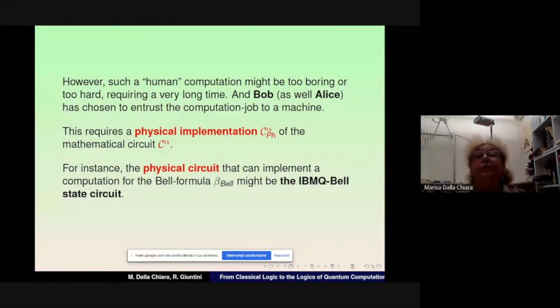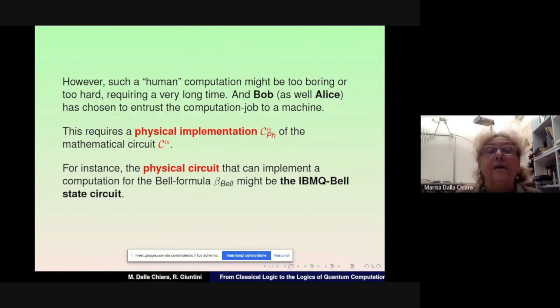However, such a human computation might be too boring or too hard, requiring a very long time, and Bob, as well as Alice, has chosen to entrust the computation job to a machine. And this requires a physical computation. Roberto has already used this notation. This represents a physical implementation for the mathematical circuit C. So this is a mathematical object.